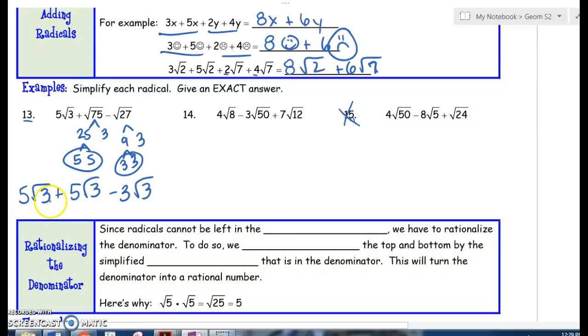These all have root 3's, so that means they all can be combined. You just combine the coefficients. 5 and 5 is 10. 10 minus 3 is 7. So it would be 7 root 3.